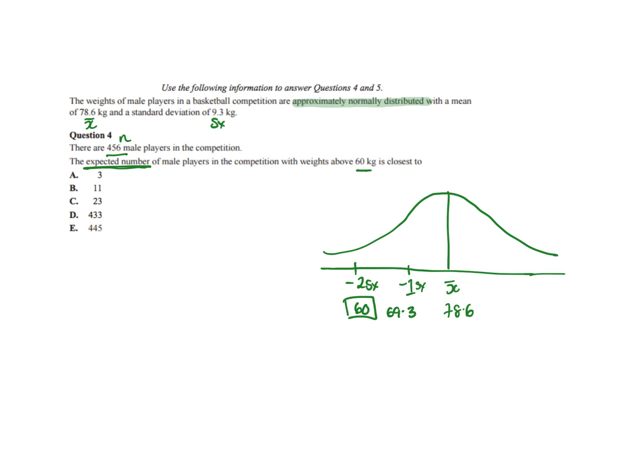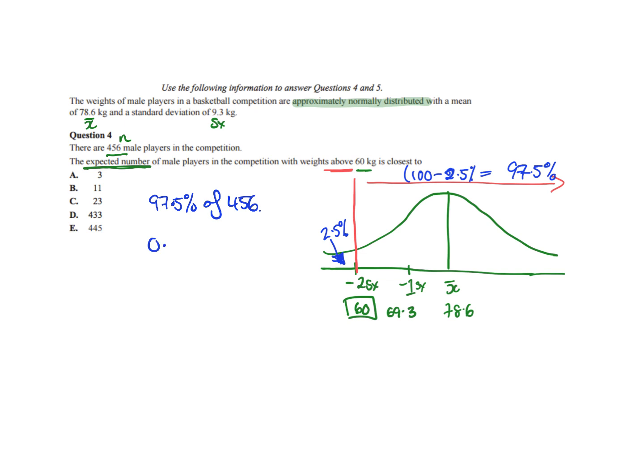All right, so they want the expected number of players that are above 60. So if I'm at minus 2, how much percent is above it? This little pocket in here would be 2.5. So if you minus that, good. So you want 97.5% of the 456. So you change that to a decimal and times it like that. And what do we end up with? I think it's 445 is the answer.